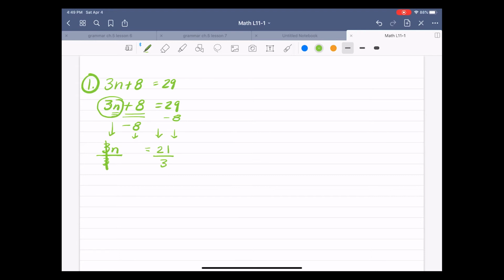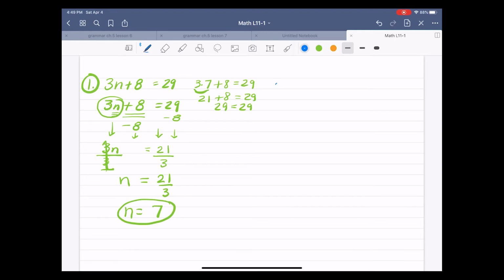3 divided by 3 is 1. 1 times n is n. N equals 21 divided by 3. N equals 7. Now we can go back up here and plug it in. What if we do 3 times 7 plus 8? Does it equal 29? 3 times 7, order of operations, and we're going left to right. 21 plus 8 is 29. Yep, 29 equals 29.